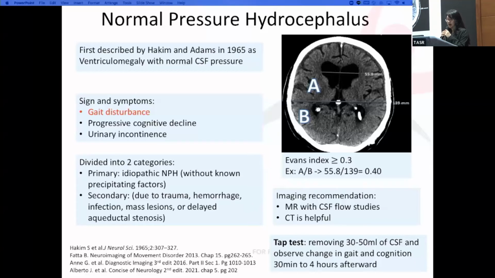The surgery has a clinical response of 30 to 90%, and gait disturbance is the clinical symptom most likely to respond to this surgery.